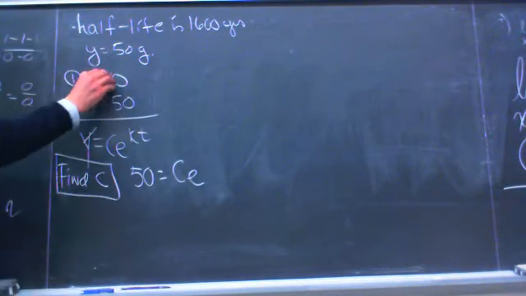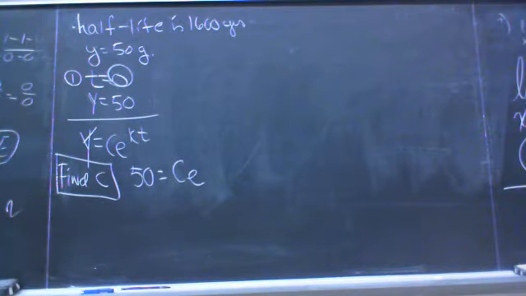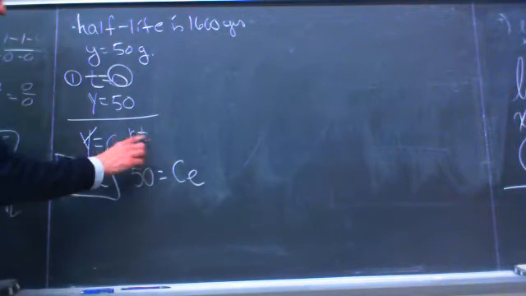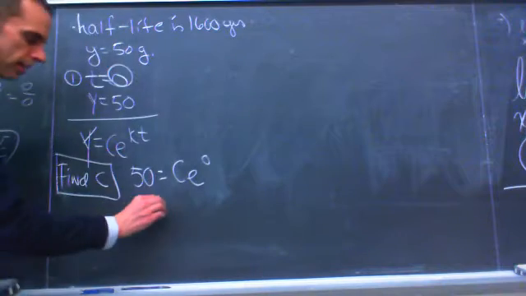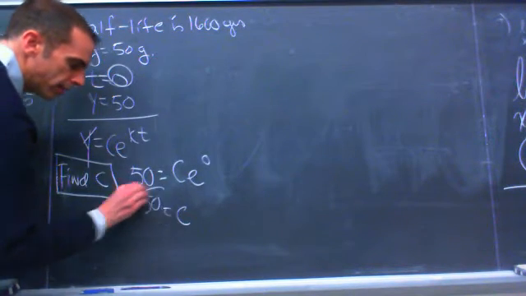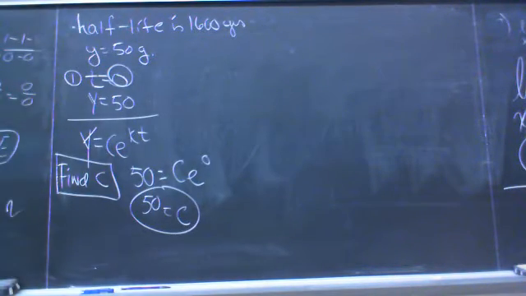Now what's t here, everyone? T is what? And what's 0 times k? So then C equals what? What does C equal? 50, right? And that's easy. Either the 0 is 1, so C is 50.